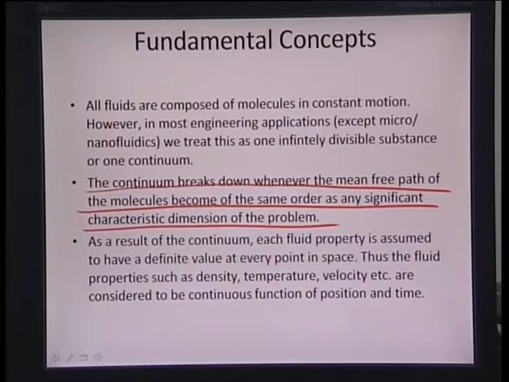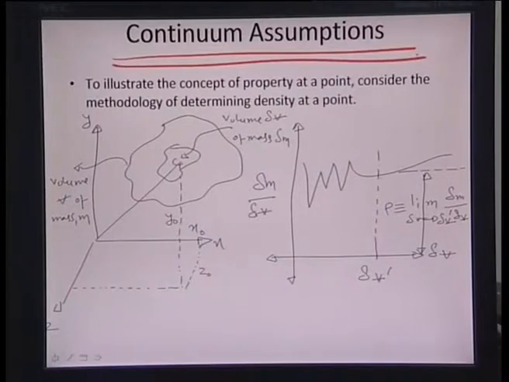So properties such as density, temperature, viscosity, etc. are considered to be continuous functions of position and time in such instances where the continuum still exists. When the continuum breaks down, they become totally independent of space as well as time. They keep on varying from space to space, time to time, etc. So let us illustrate this concept a little more in detail.